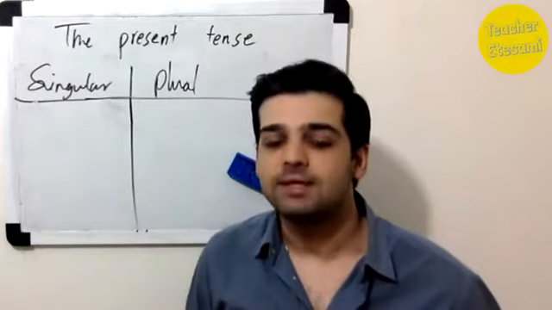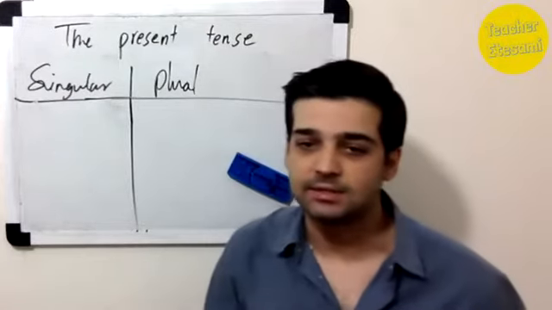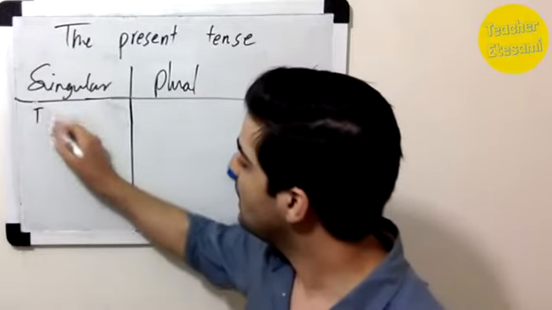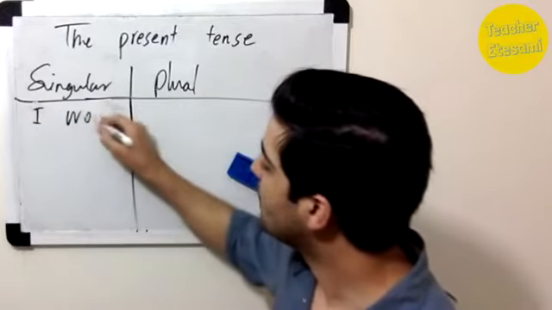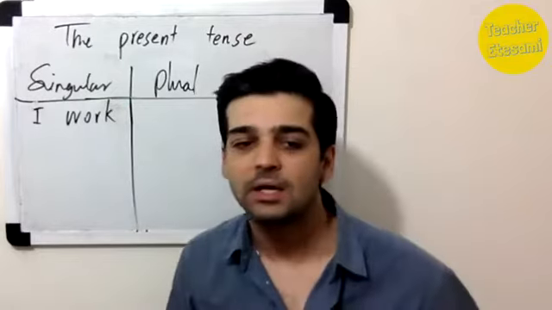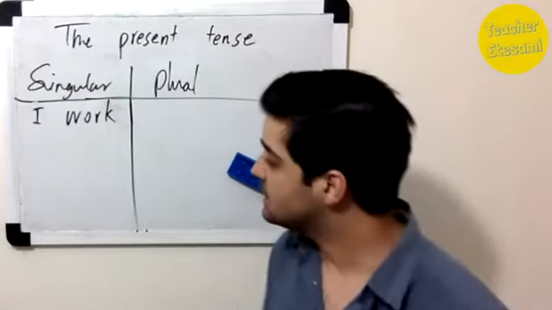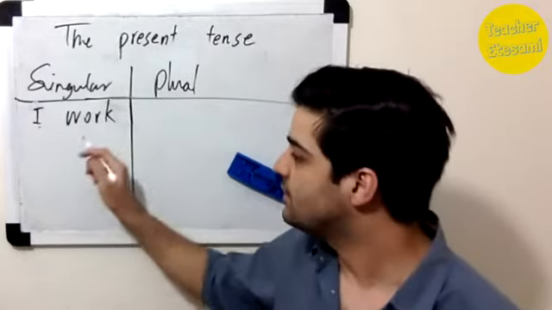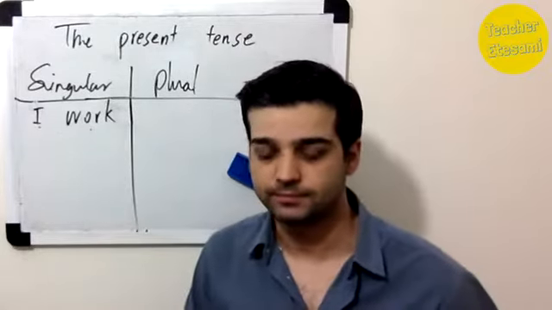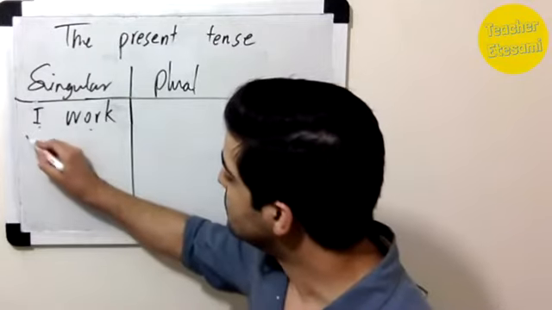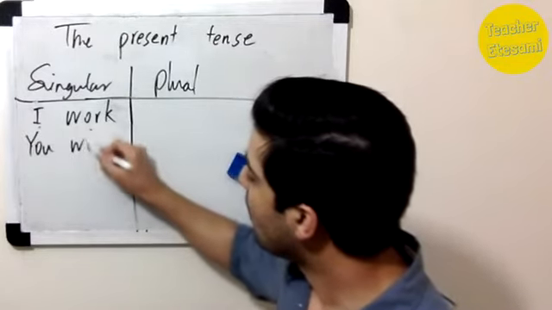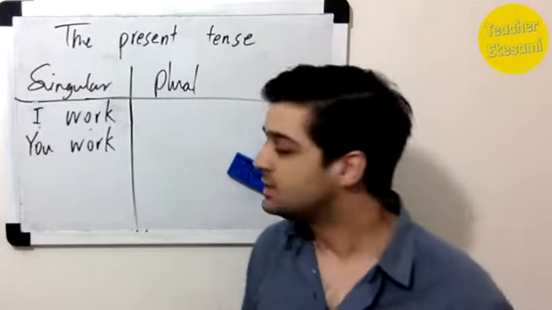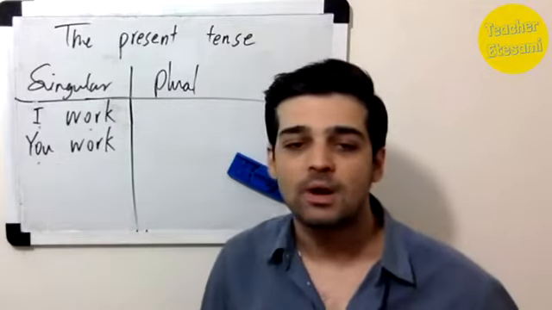Learn how to make the present tense using the verb work. I work. This is the subject, I, and this is the verb, work. You work. This is the singular form for you.